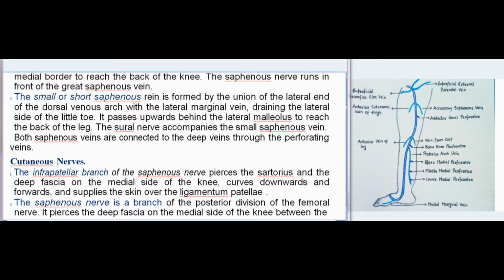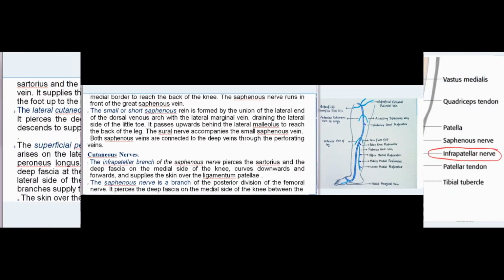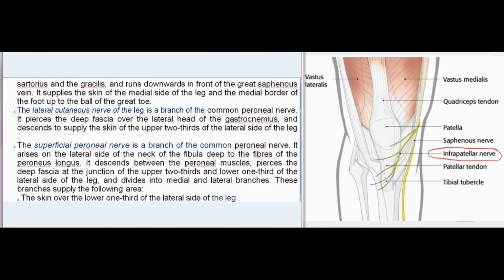Cutaneous nerves. 1. The infrapatellar branch of the saphenous nerve pierces the sartorius and the deep fascia on the medial side of the knee, curves downwards and forwards, and supplies the skin over the ligamentum patellae. 2. The saphenous nerve is a branch of the posterior division of the femoral nerve. It pierces the deep fascia on the medial side of the knee between the sartorius and the gracilis, and runs downwards in front of the great saphenous vein. It supplies the skin of the medial side of the leg and the medial border of the foot up to the ball of the great toe.